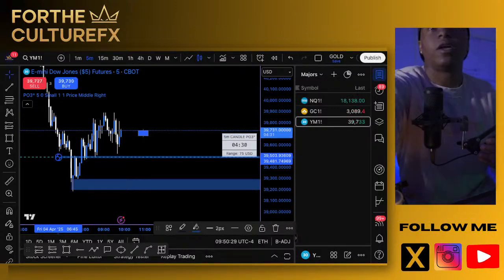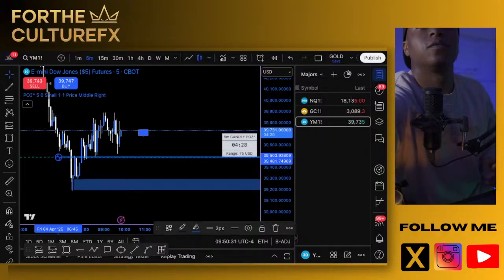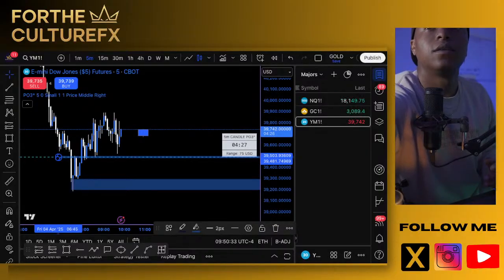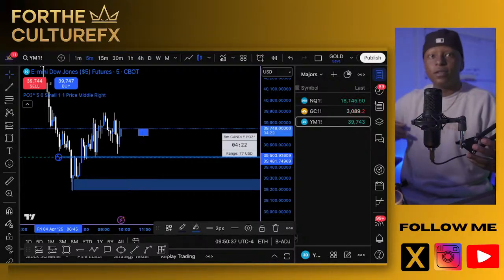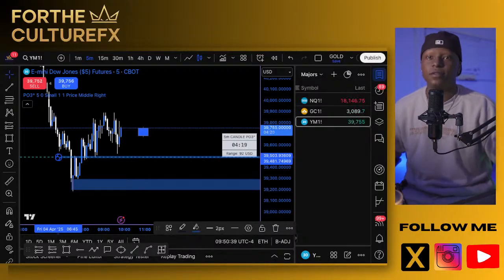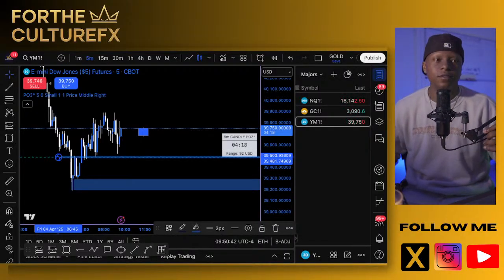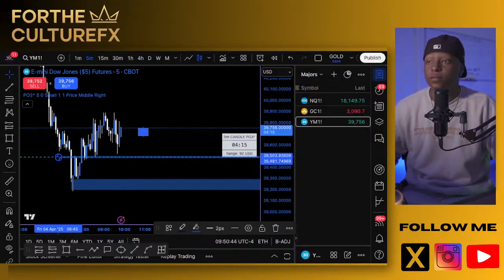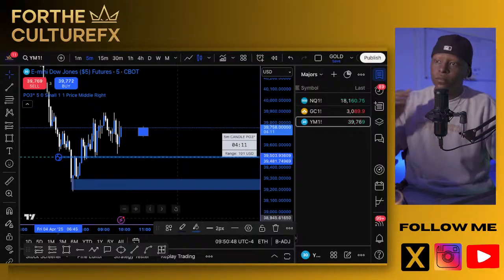Let me turn up the brightness a little bit. Yeah, you didn't tell me I was looking a little dark. Yeah, that looked better. There we go. All right.